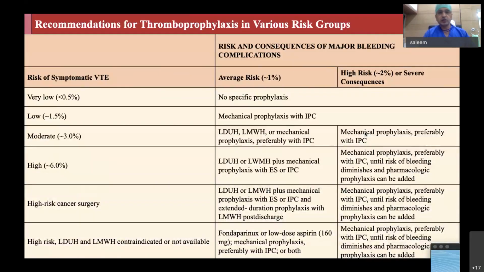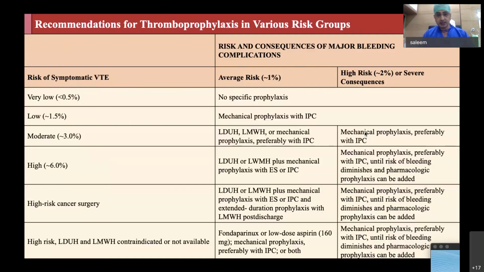This is the table showing the recommendation for thromboprophylaxis in various risk groups. The various risk groups are categorized as very low, low, moderate, high risk, and high risk with contraindication to heparin. Besides, they are also categorized into two groups: one with the average risk of bleeding, and the other with the high risk of bleeding. In very low, no specific prophylaxis is required. In low group, mechanical prophylaxis with intermittent pneumatic compression.